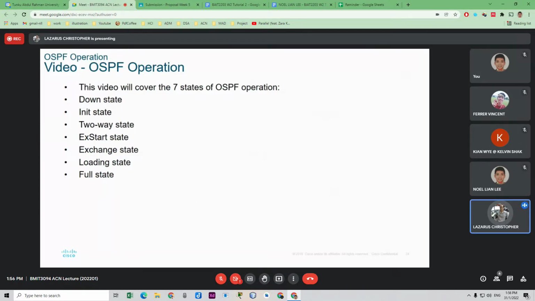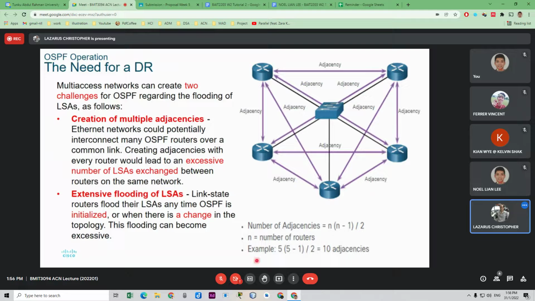So let's look at the need for the DR. Remember, we say we don't want the flooding, right? This is what I mean by a fully meshed network, where every node is connected to every other node.